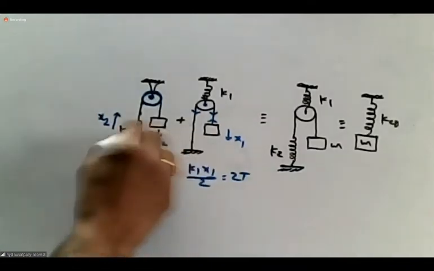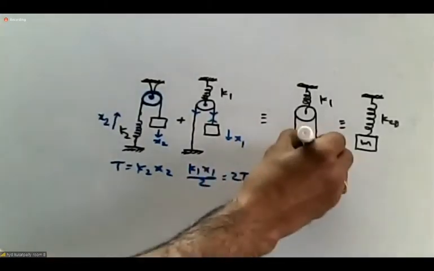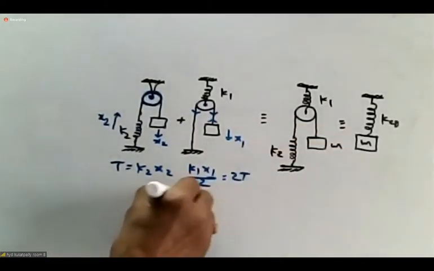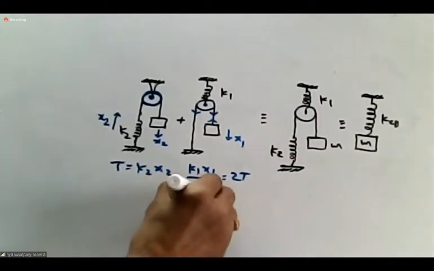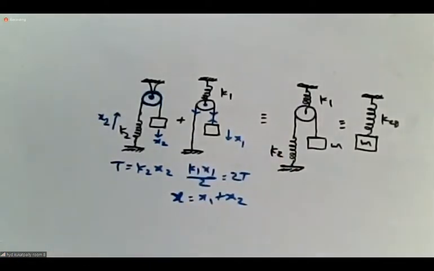Now both springs are on, so the net displacement x of the block is due to both x1 plus x2. The first spring causes x1, the second spring causes x2, so net displacement x equals x1 plus x2 when both are there.